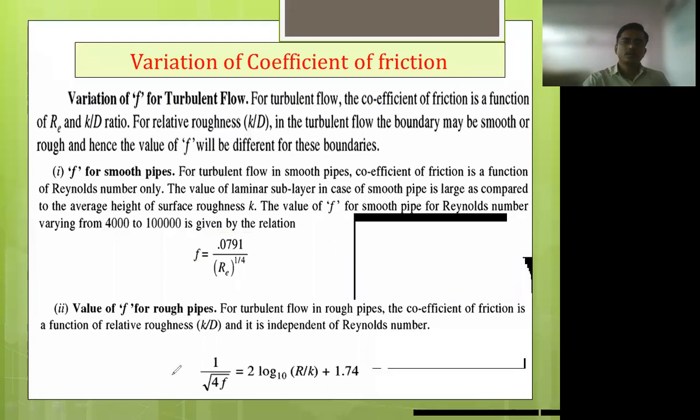Okay, then write down their second title here, the value of f for rough pipes. Write down this formula.